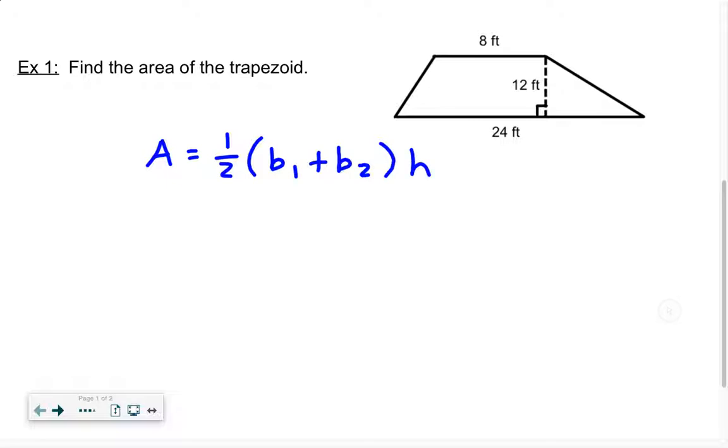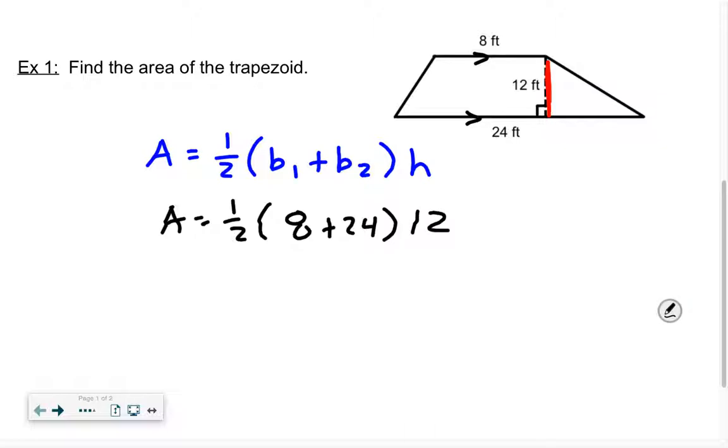So let's go ahead and identify our bases. Understand the bases are the sides that are parallel to one another. In this case, the top and the bottom are parallel. So base 1 and base 2 can be 8 and 24. Obviously, you can switch the orders of those. You could say that base 1 was 24 and base 2 was 8. It's not going to matter either way. And then the height, recall, anytime we find the height of a polygon, that dimension has to be perpendicular to the base. Therefore, our height is going to be 12.